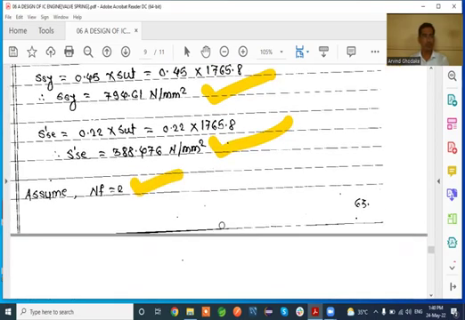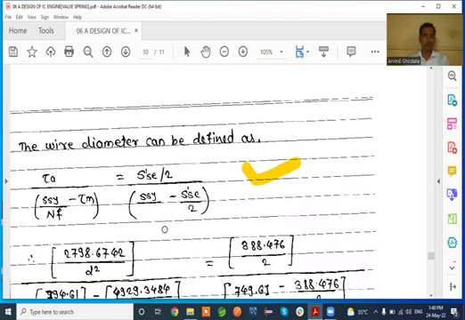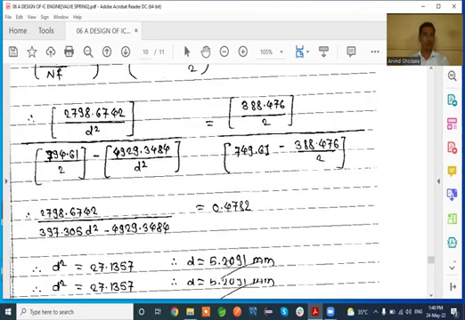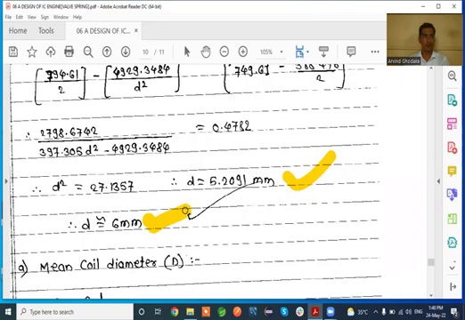Assume that factor of safety NF is equal to 2. The wire diameter can be defined as tau a upon (SSY upon NF minus tau m) is always equal to S dash SE by 2 divided by (SSY upon NF minus S dash SE upon 2). So by putting the values, we will get the wire diameter for the exhaust valve spring equal to D is equal to 5.20. So the final value is taken as D is equal to 6 mm.